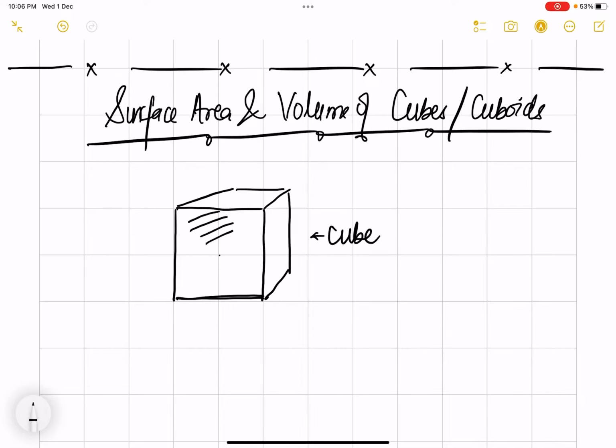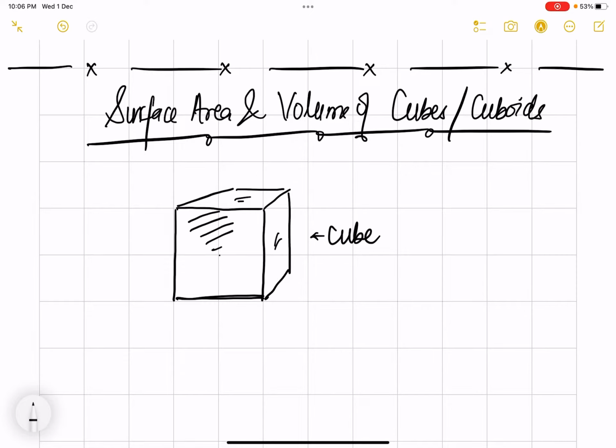This is a surface, the front surface. Similarly, you have a back surface, then right surface, left surface, top surface, and bottom surface. If you add the areas of all these surfaces, it is called the surface area of the cube.